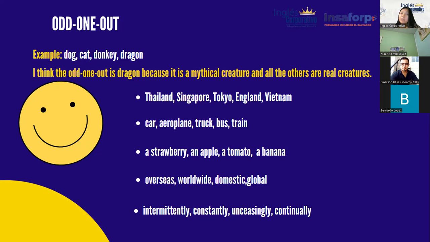Now, another one could be probably the strawberry. Why the strawberry? Because, well, that's what I think, the apple, the tomato, and the banana all have the seed inside. And the strawberry? No.